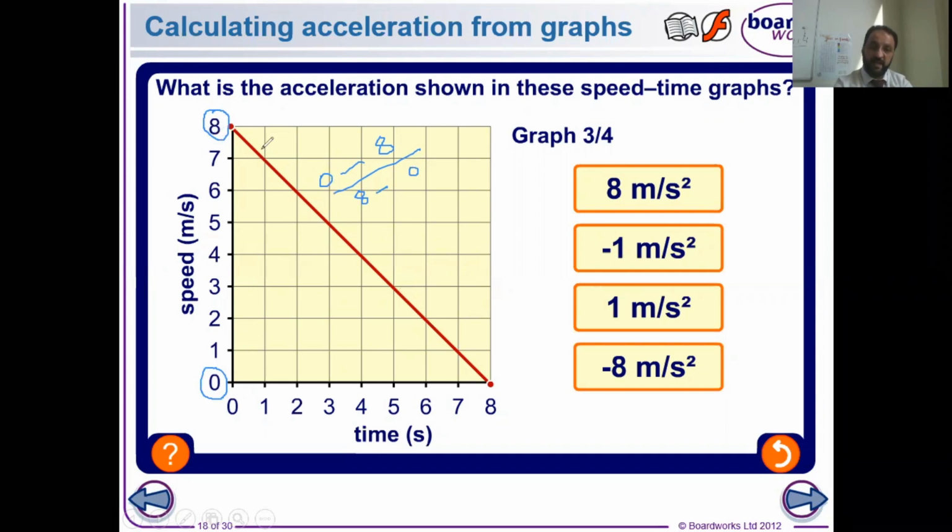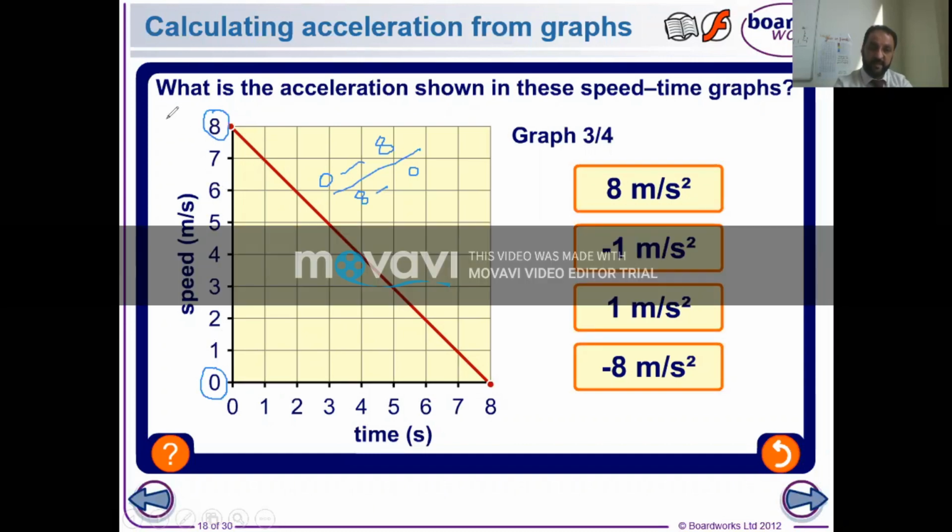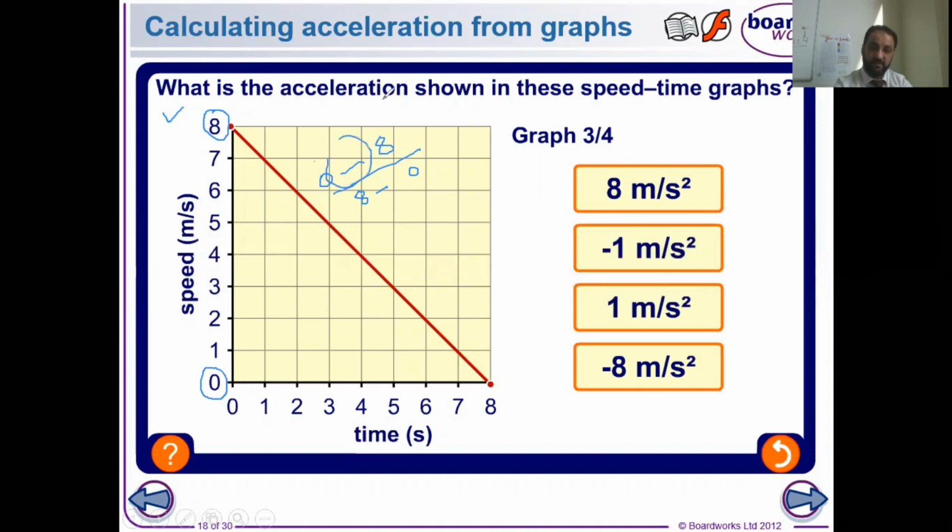Okay, that is how I do y2 minus y1. So y2 is 0, y1 is 8. Okay, x2 is 8, x1 is 0. So 8 by 8. The answer is 1, but this is minus 1 because this minus is already there.